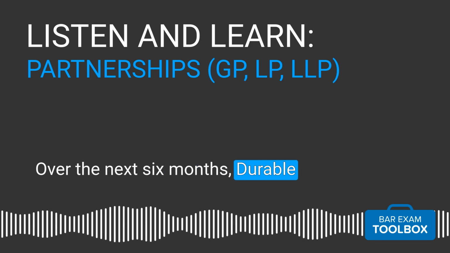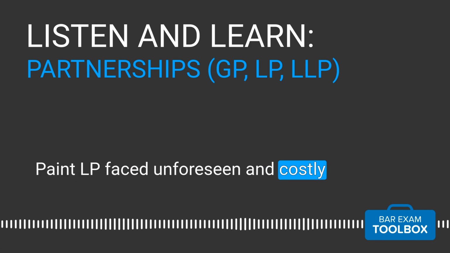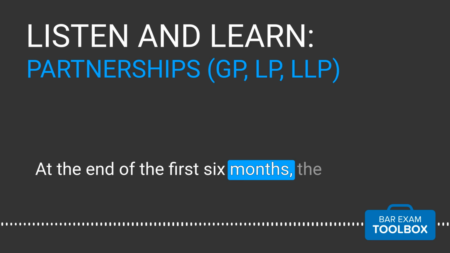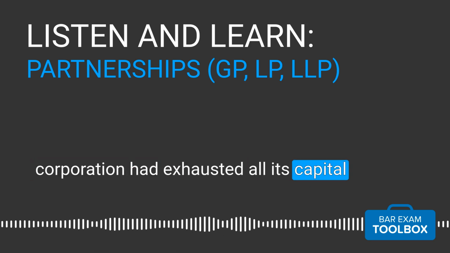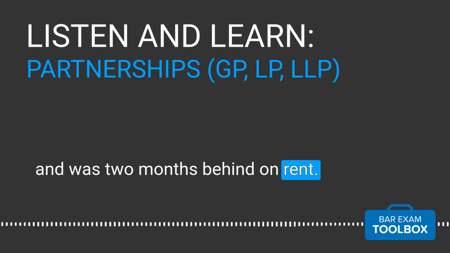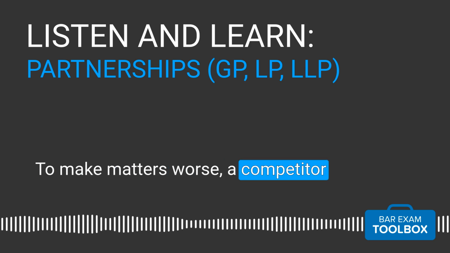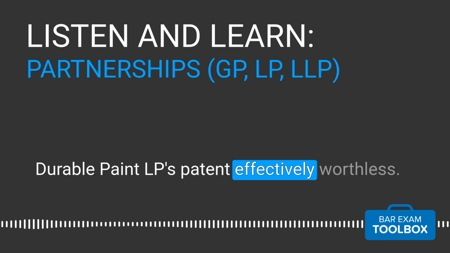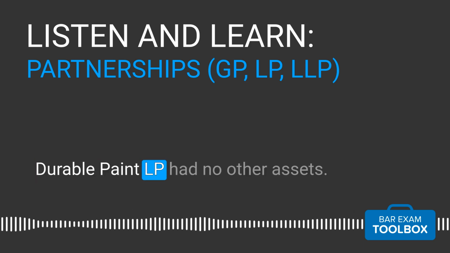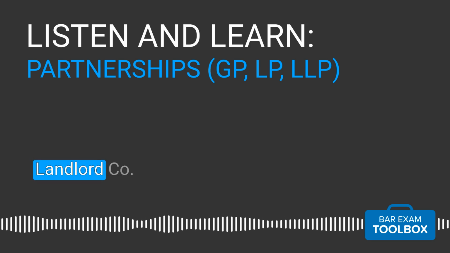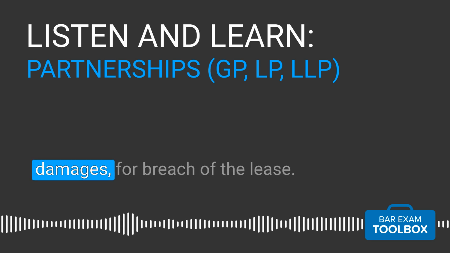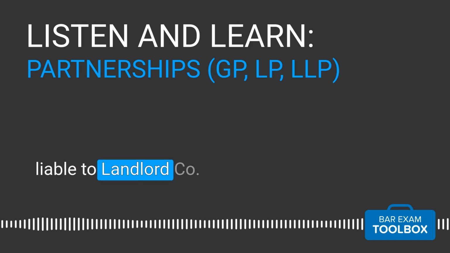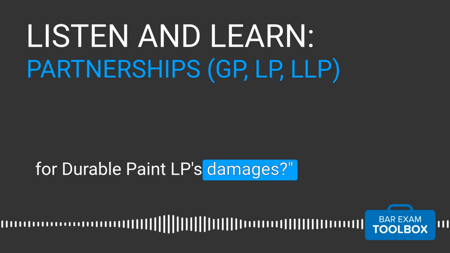Over the next 6 months, Durable Paint LP faced unforeseen and costly manufacturing and supply problems. At the end of the first 6 months, the corporation had exhausted all its capital and was 2 months behind on rent. To make matters worse, a competitor developed a far superior product, making Durable Paint LP's patent effectively worthless. Durable Paint LP had no other assets. Landlord Co. sued Arnold and Betty personally for damages for breach of the lease. Are Betty and Arnold personally liable to Landlord Co. for Durable Paint LP's damages?